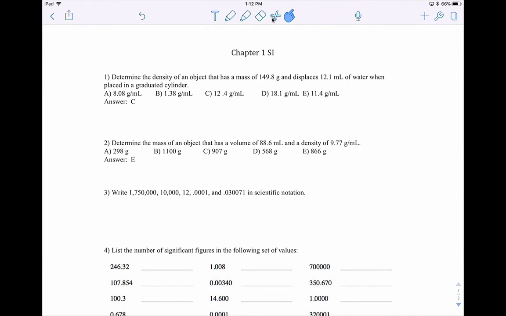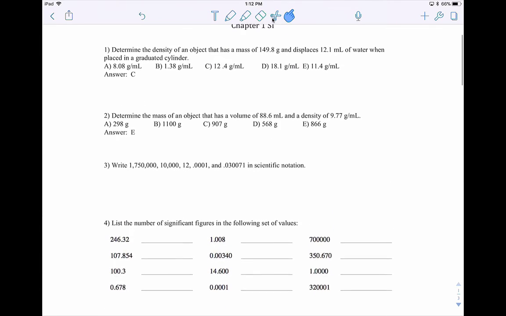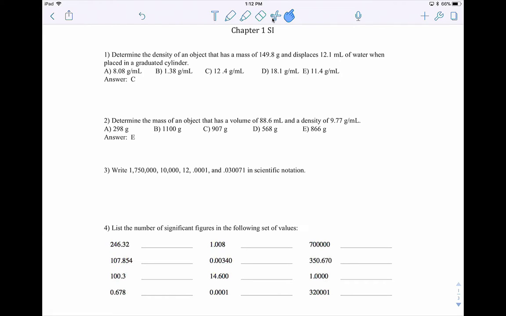In this video, I want to quickly work some problems with regard to Chapter 1, dealing with density, scientific notation, significant figures, and calculations using significant figures. And this is from an old worksheet that I made a few years ago and used to teach. And so I thought it would just be good to work this for a few example problems. If you notice, I have the answers to some of these here for you.